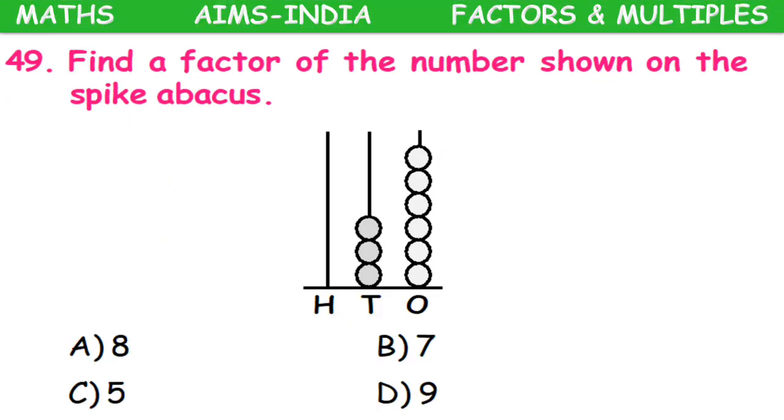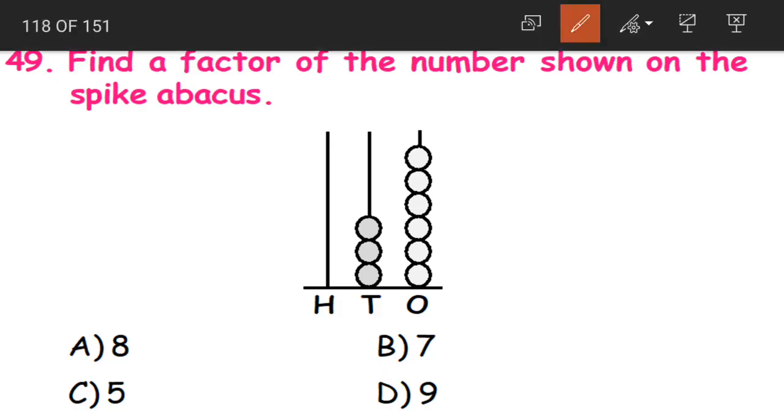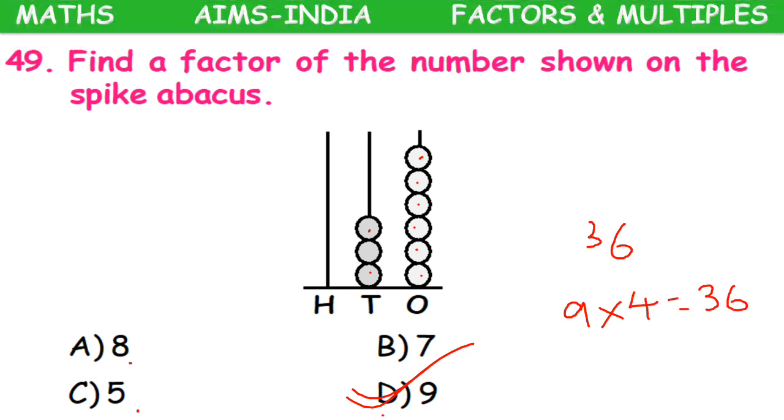Next question. Find a factor of the number shown on the spike abacus. What is the number here? 1, 2, 3, 4, 5, 6. So 6 in the ones place and 3 in the tens place. The number is 36. Now from the given numbers, which is the factor of 36, children? 9. We have 9 fours are 36. Yes, so 9 is the factor of 36 here.